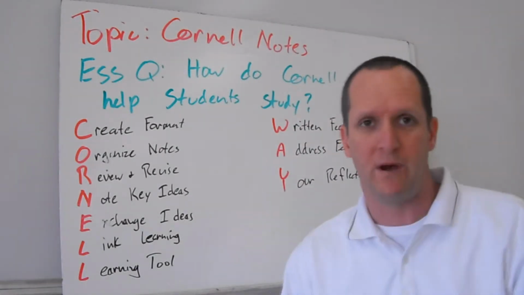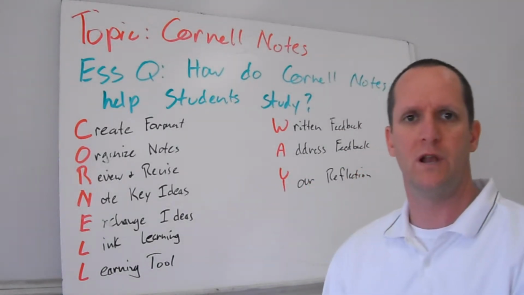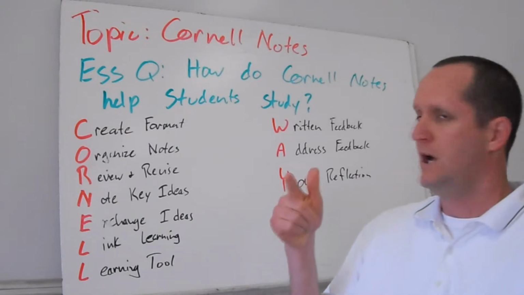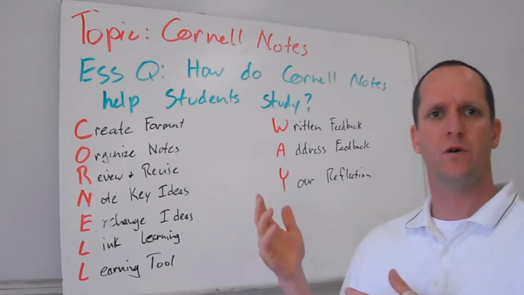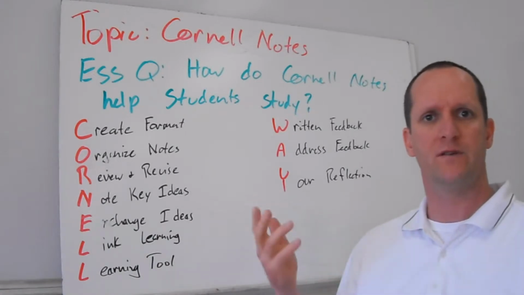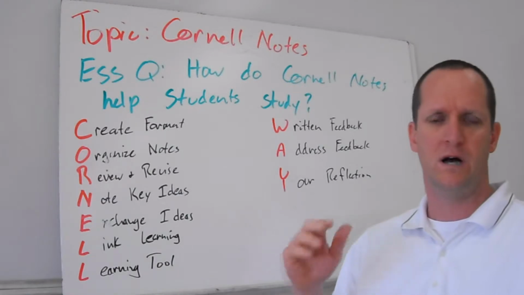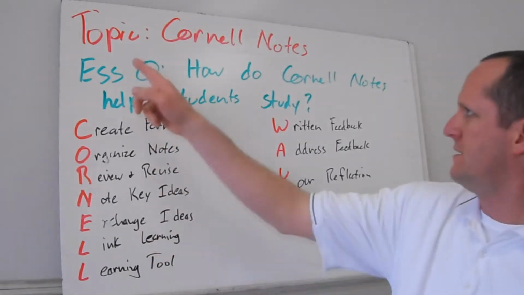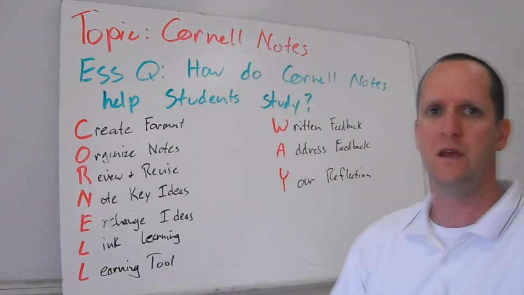Alright students, let's talk about Cornell Notes for a few minutes. I've got this video and then I'll put one more on and kind of put them together. Cornell Notes is a way to use a note-taking system to be very effective in learning the information. We use it all the time in AP Euro and in some other classes. Topic: Cornell Notes. Essential question: how do Cornell Notes help students study?